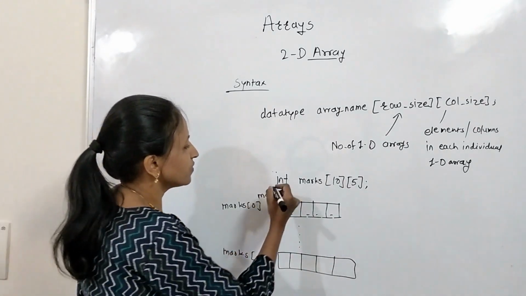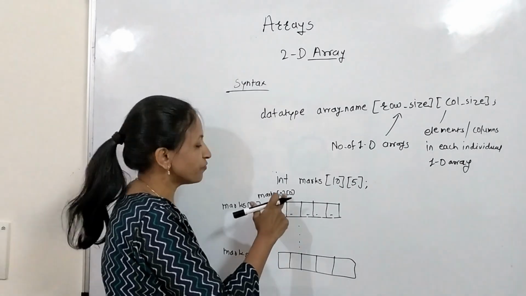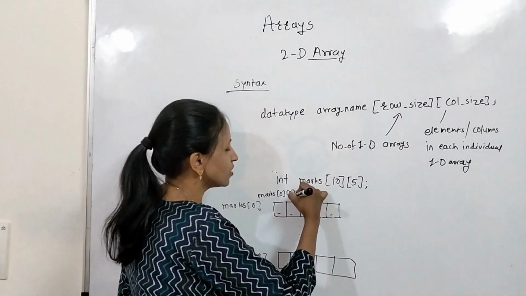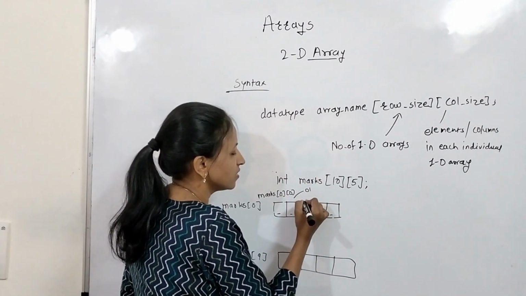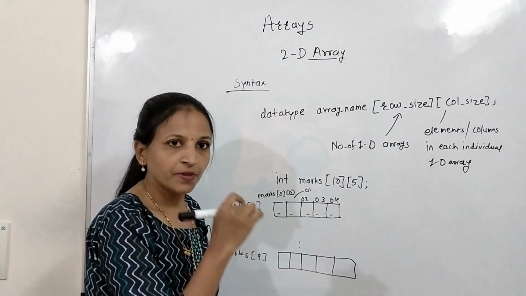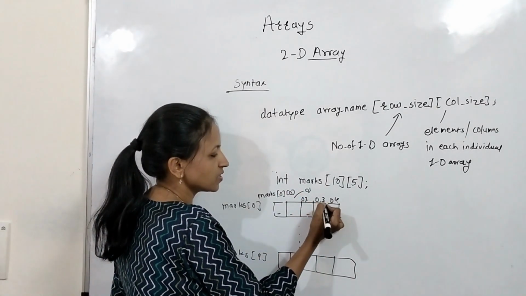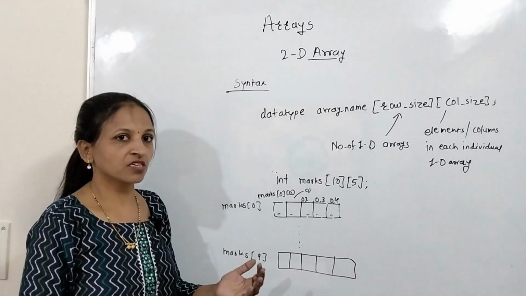The second index we have to write here like 0, 0 will be the index for the first element, that is row index and column index. For the second element the index will be 0, 1, then 0, 2, 0, 3, 0, 4 in this way. Getting? The first one is the row index, the second one is the column index. In this way we can access individual elements of that two-dimensional array.